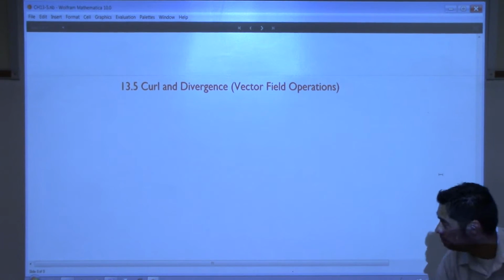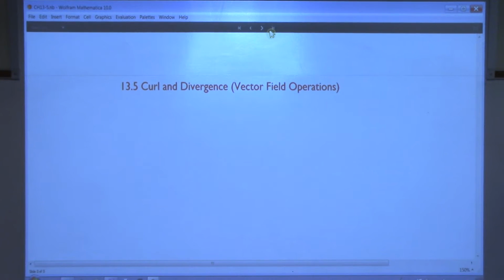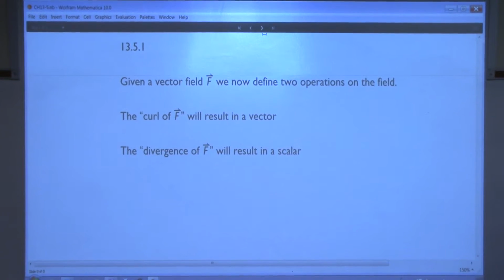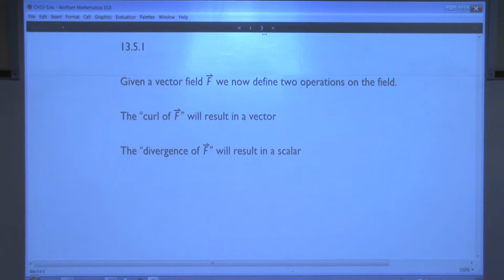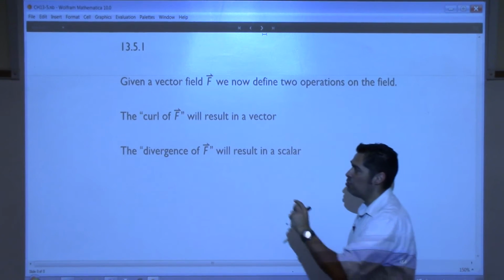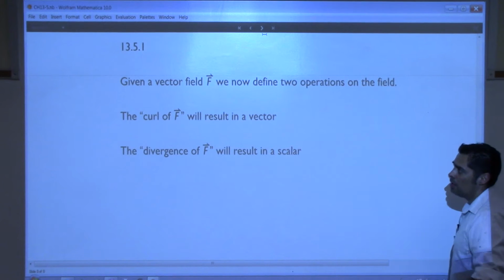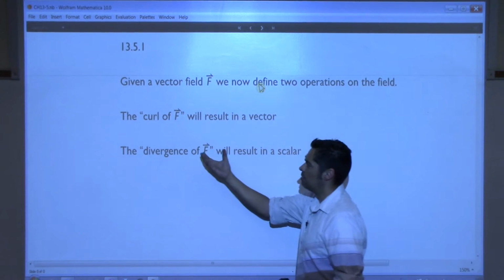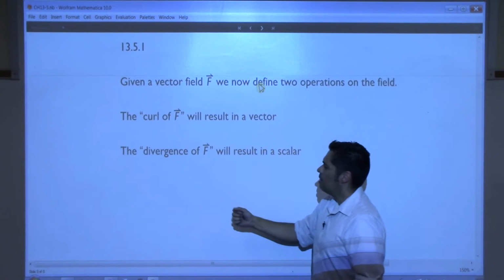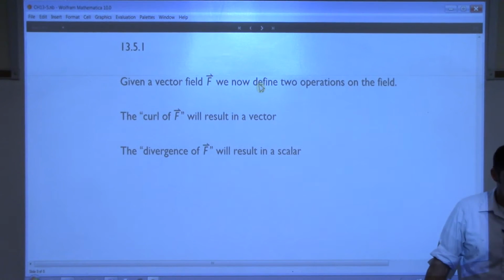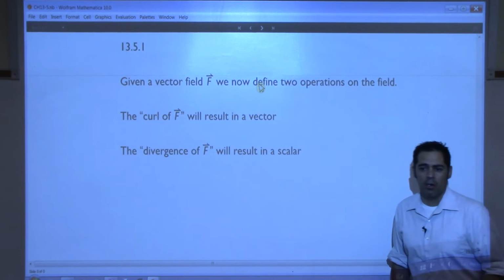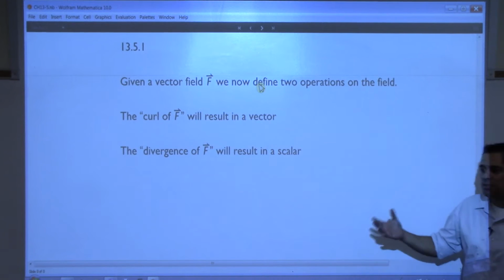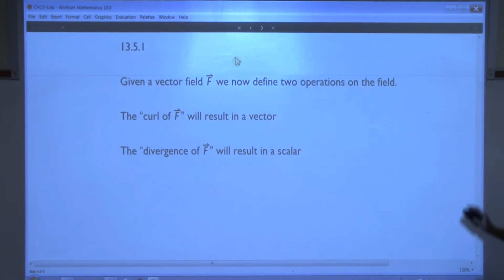So let's talk about curl. The first thing is to understand that we are defining in this section two operations on vector fields. So if someone hands you a vector field, we have these two things called curl and divergence. When we take the curl of a vector field, the answer is a vector. When we calculate what's called the divergence of the vector field, we're going to get a number, a scalar. And what they mean is what I'm going to try and show you, all right? And then I'll show you how to compute them.